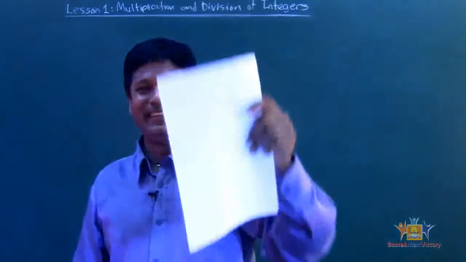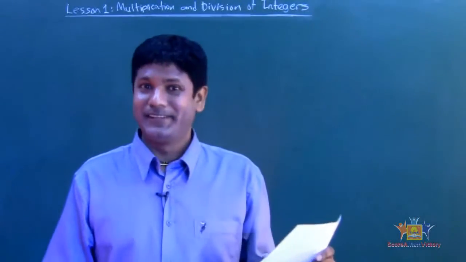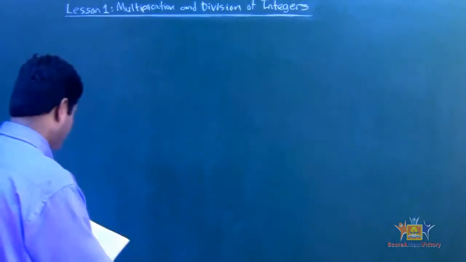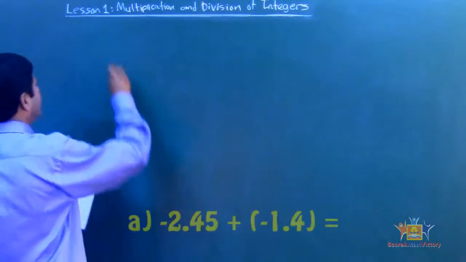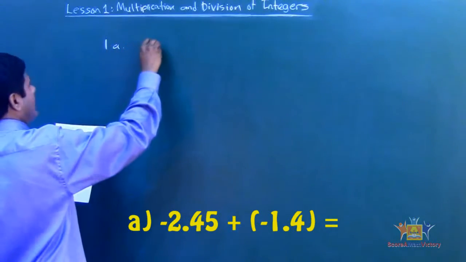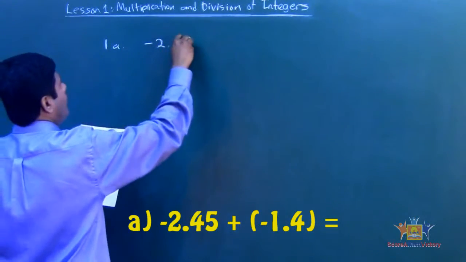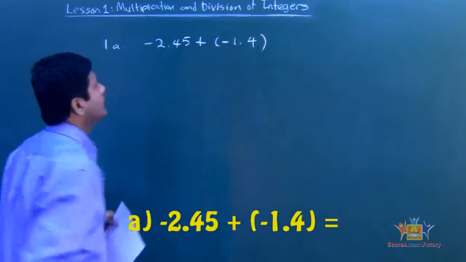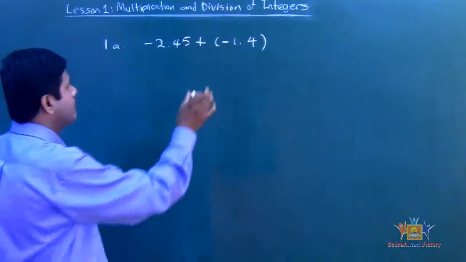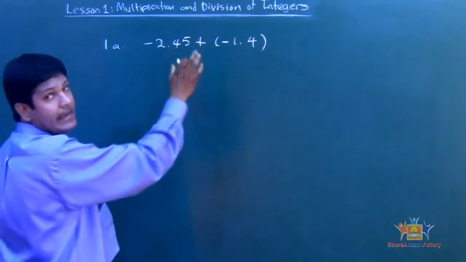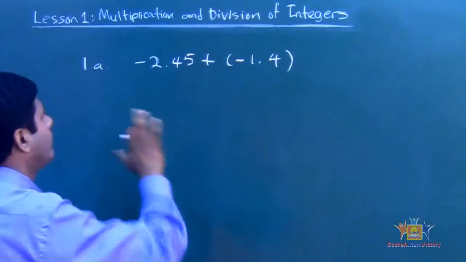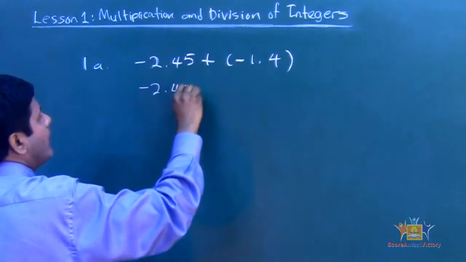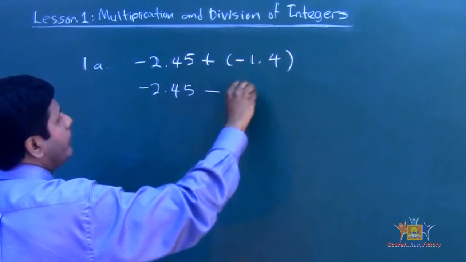All right. Whoa, he was pretty busy, wasn't he? All right, let's do it together, okay? So the first question: calculate. You're given negative 2.45 plus negative 1.4. So first, what do we do? First, we combine the positive and negative, so that way we only have one sign. Always keep it in one sign, okay? So you get negative 2.45 minus 1.4.